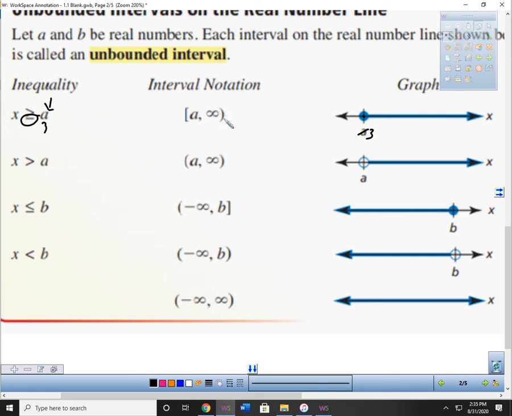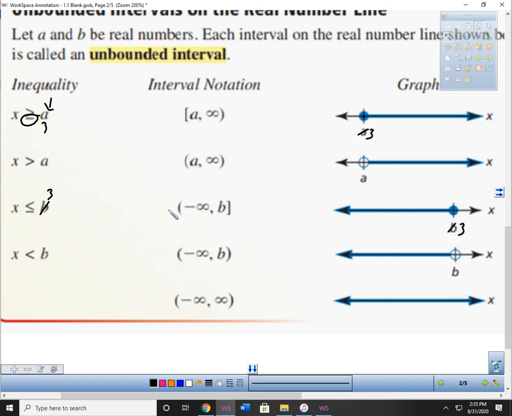Infinity always has a parenthesis every single time. If you look at all these, they're all parentheses, if you need to make notes of that. All right? So if I say x is greater than a, then that just means I don't have the equal to bar, so I should have an open circle on a and a parenthesis with my a.